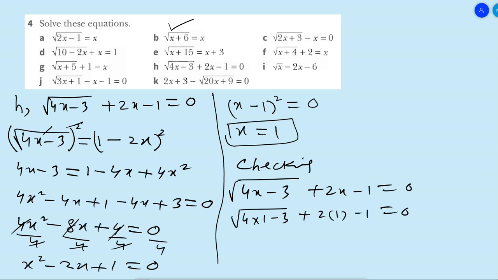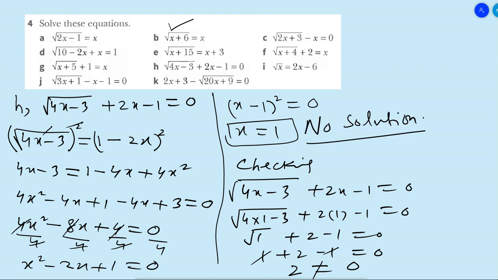4 ones are 4, 4 minus 3 is 1. 2 ones are 2, minus 1. Square root of 1 is 1. 1 plus 2 minus 1 is equal to 0. Minus 1 cancels, plus 1, 2 is equal to 0. You know 2 cannot be equal to 0. So left hand side is not equal to right hand side. Therefore, I have to write no solution, because there is only one value of x and this value of x is not satisfying our question. Hope you understand.